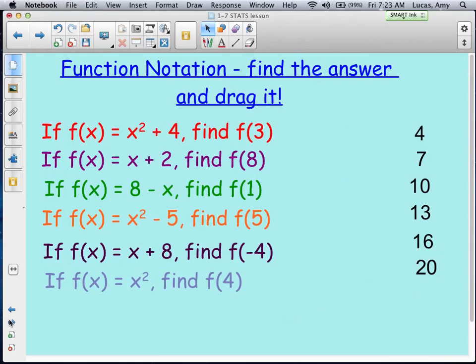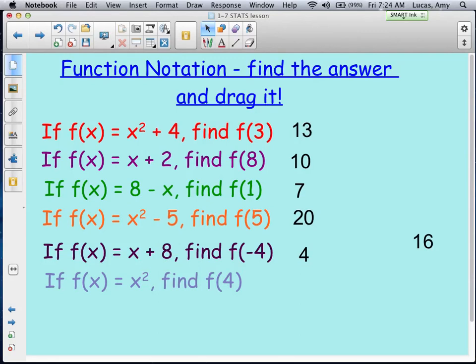Now we have a little matching for you. Click and drag. In the classroom, of course, we would have students do this. And if you can solve these in your head, mental math, go for it. So, if I plug in 3, 3 squared is 9 plus 4 is 13. So I click and drag. Plug in 8, 8 plus 2 is 10. Plug in 1, 8 minus 1 is 7. Plug in 5, 5 squared is 25, minus 5 is 20. Plug in negative 4 plus 8 is 4.